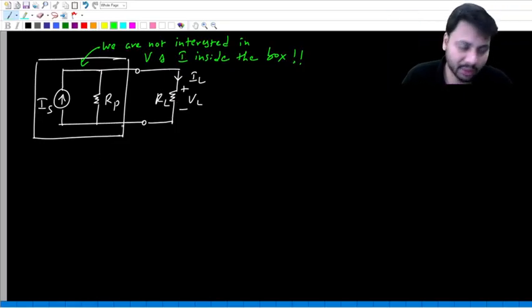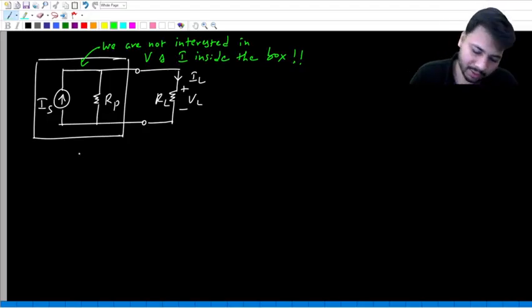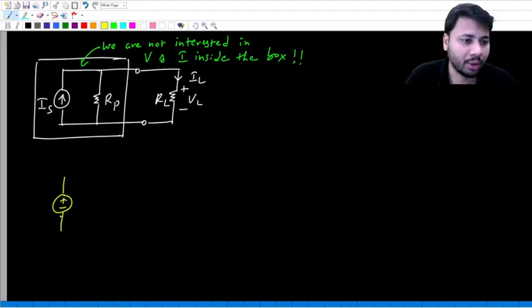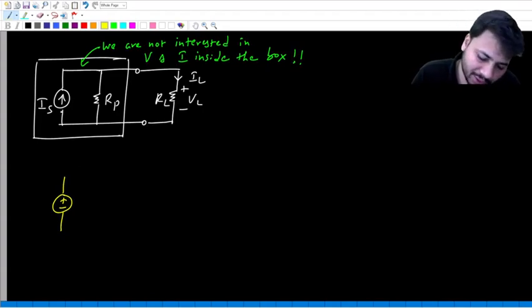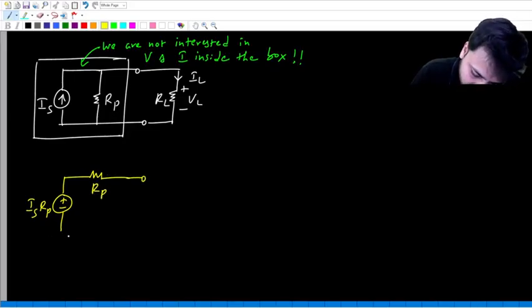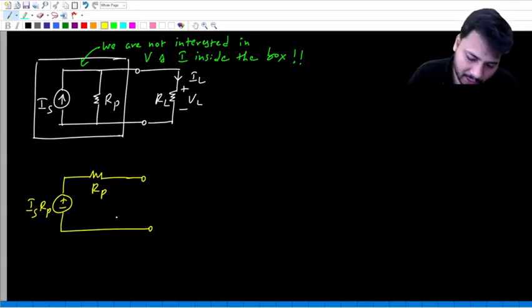In such a case, you can modify this box. What does this box contain? A current source in parallel with resistance. So this can be modified into a voltage source. What is the value of the voltage source? The value of the current source times the resistance in parallel, which is Is times Rp, in series with the same resistance Rp.